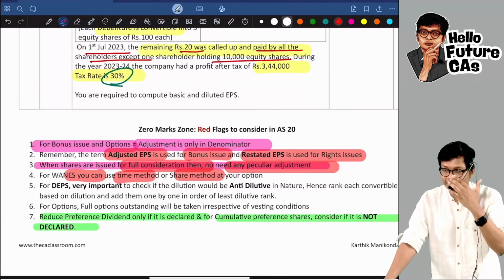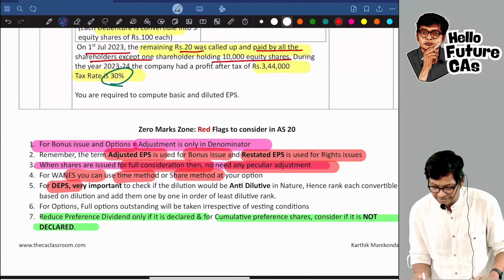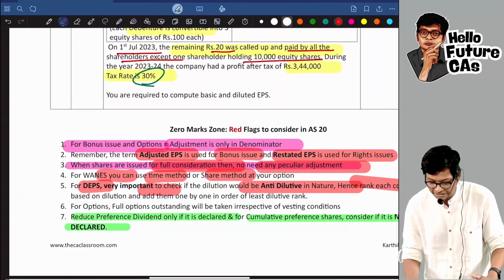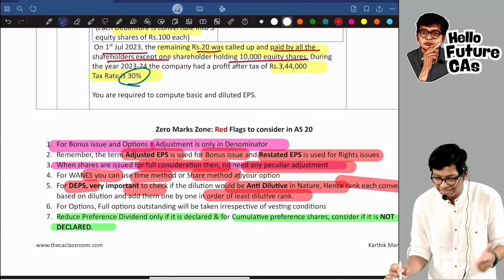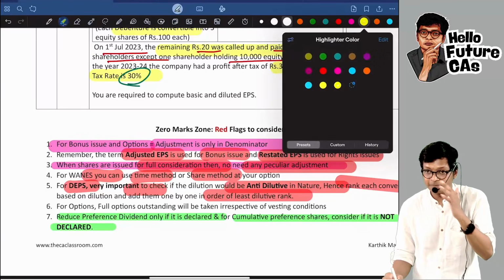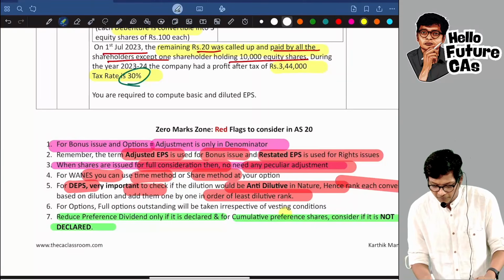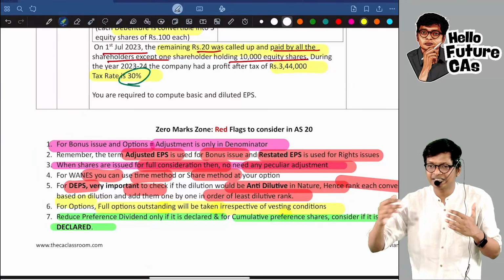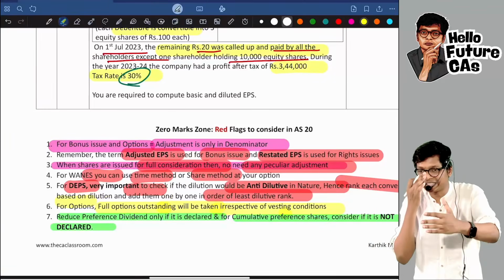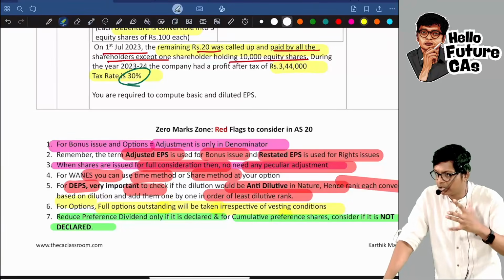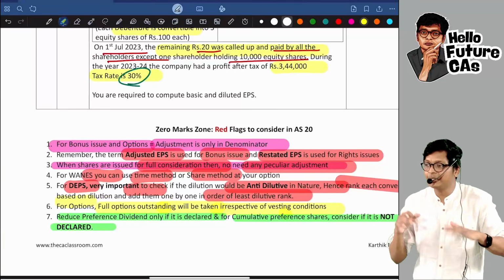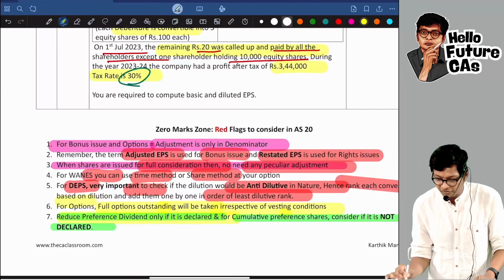Next, for weights, you can use the share method or time method at your option. We discussed both at the start itself. For diluted EPS, it is very important to check anti-dilution, and hence you have to rank each convertible in order and add it in the least dilutive rank, correct? We spent most of our time in the sums on this. For options, full options outstanding will be taken irrespective of vesting conditions. In some sums they will say options vest over the next 3 years, next 5 years, 10,000 options in 3 years, 20,000 options in 5 years. We don't care. What is the total options outstanding which is available? 1 lakh, add everything. In that, I will add the free element. That's it. Reduce preference dividend only if it is declared.